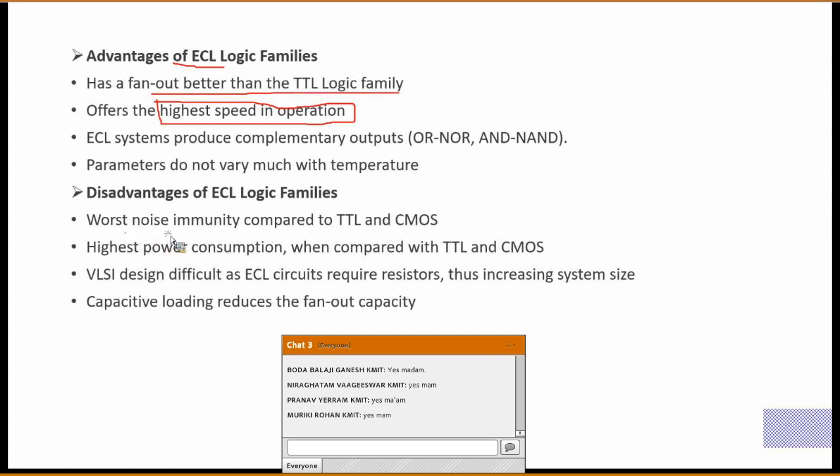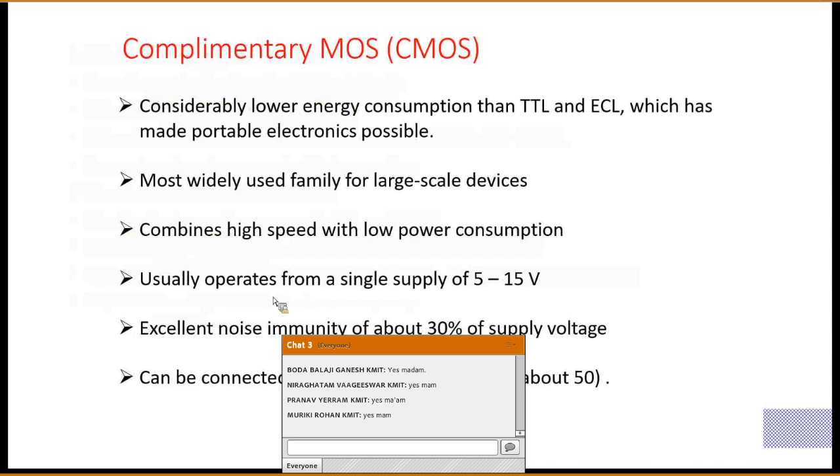The disadvantages are that noise immunity is very, very low and it has the highest power consumption. And capacitive loading reduces the fan out capacity. So this is about ECL.